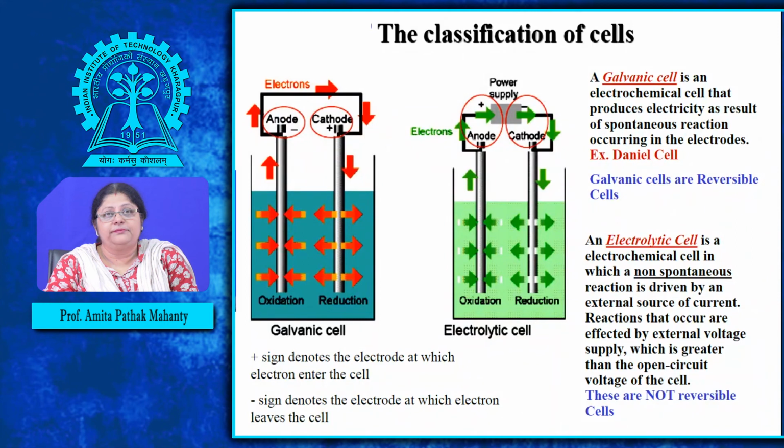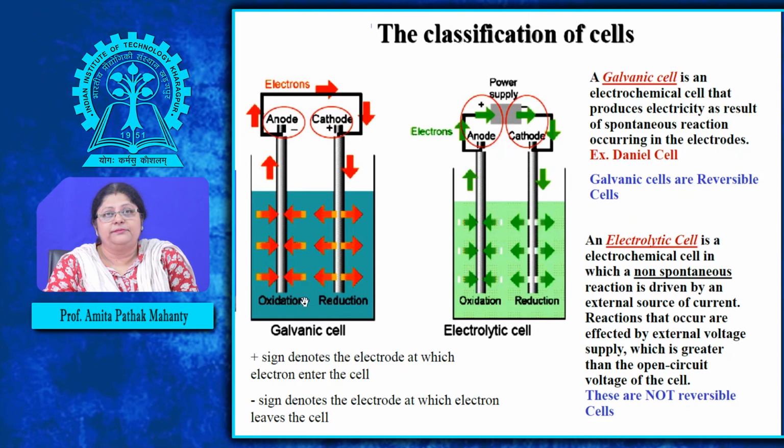What is the difference between a galvanic cell and an electrolytic cell? See, in both the cells, the left hand side is the anode and the right hand side is the cathode. But you see the changes in the sign. The changes in the sign of the two. This is a galvanic cell and that is the electrolytic cell.